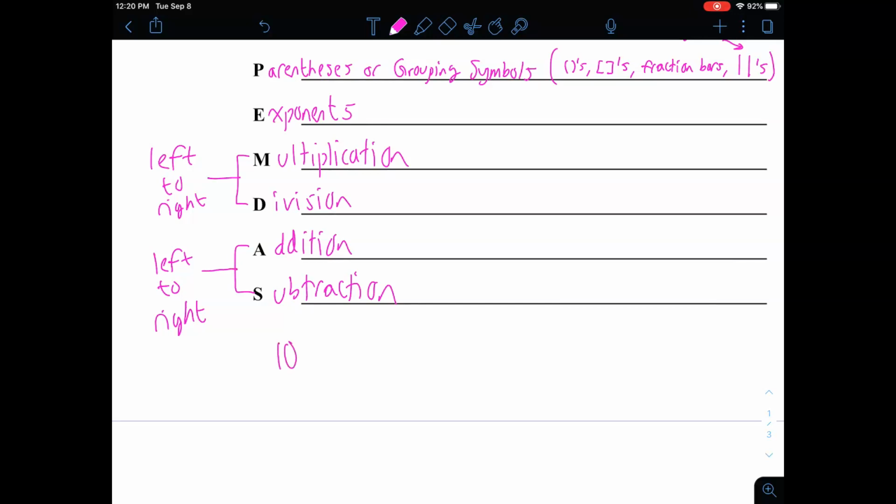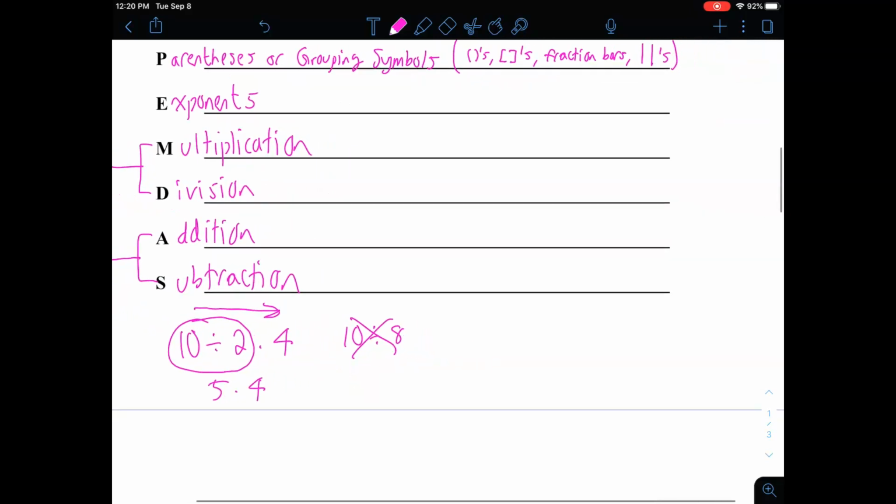What that means is if you have 10 divided by 2 times 4, even though multiplication comes first in order of operations in PEMDAS, you're actually going to do the division first because you scan left to right. If you scan left to right, division and multiplication are equal rank. So you're actually going to divide by 2, which is 5, and then multiply by 4. You're not going to do 10 divided by 8. You're not going to do that.